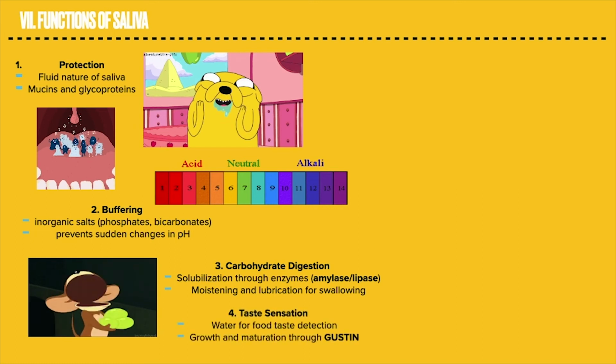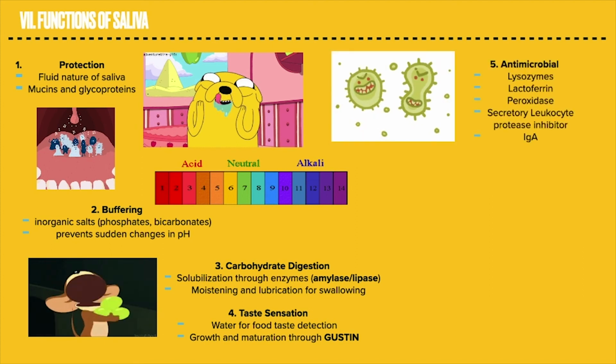Next is taste sensation. Saliva functions in taste by solubilizing food substances so that they can be sensed by taste receptors located in taste buds. Saliva produced by minor glands in the vicinity of the circumvallate papillae contains proteins that are believed to bind taste substances and present them to the taste receptors. Additionally, proteins in saliva, specifically gustin, have a trophic effect on taste receptors and are involved in growth and maturation of taste buds.